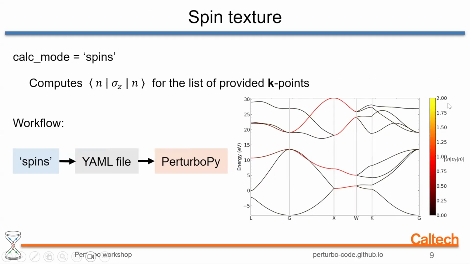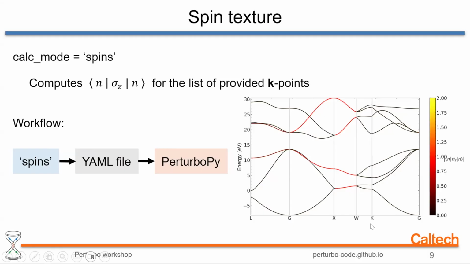We can then compute the spin texture. So this is the spin expectation value for sigma z. This is the calc mode spins. So you will provide a list of K points, and then we'll get the spin texture over the bands. So the general workflow is we run a spins calculation, which is also a fairly fast calculation, which then produces a YAML file, which we then process using Perturbo-Pi.